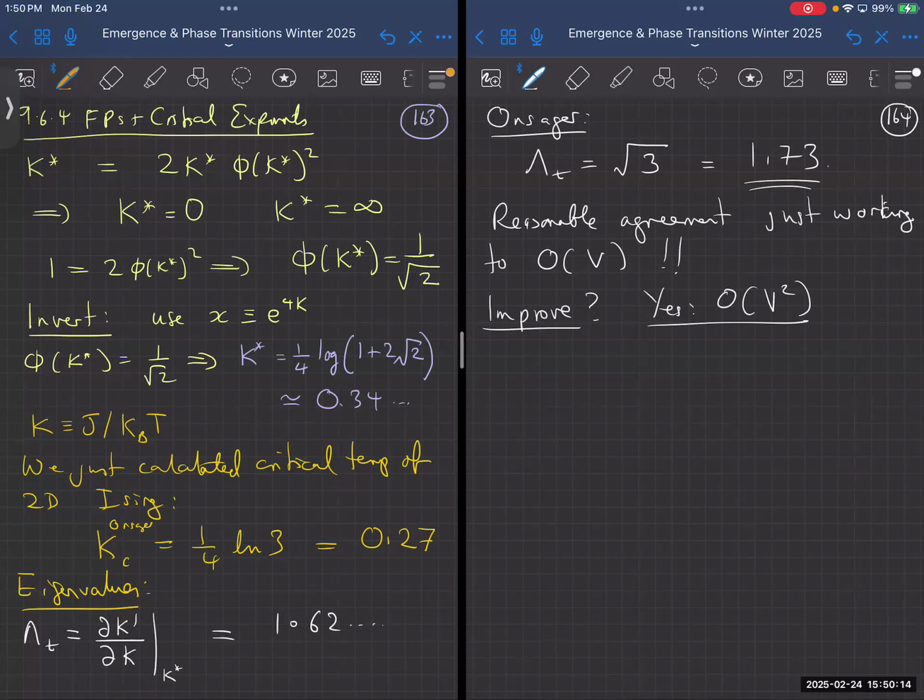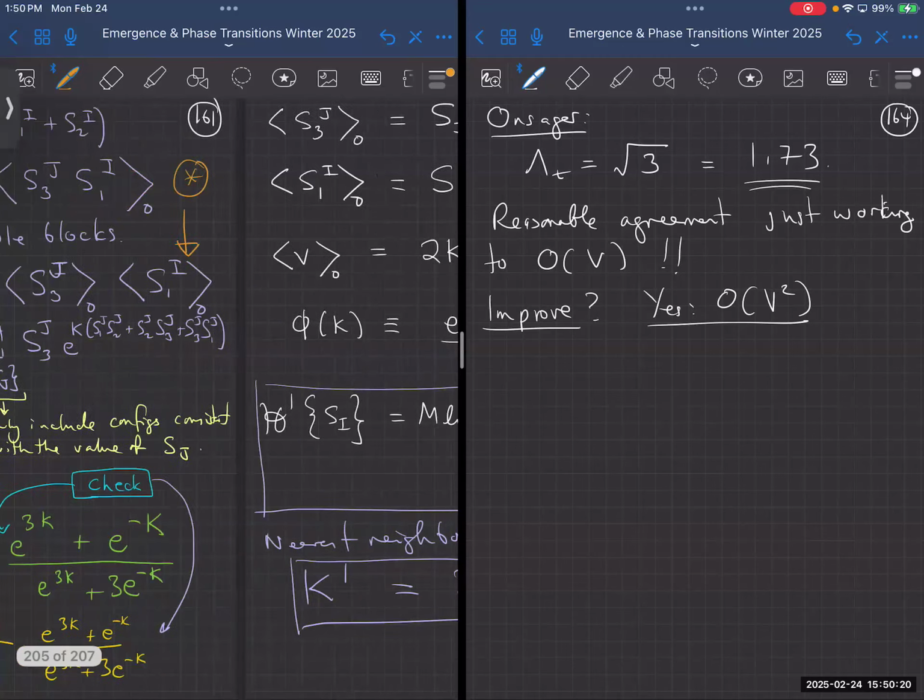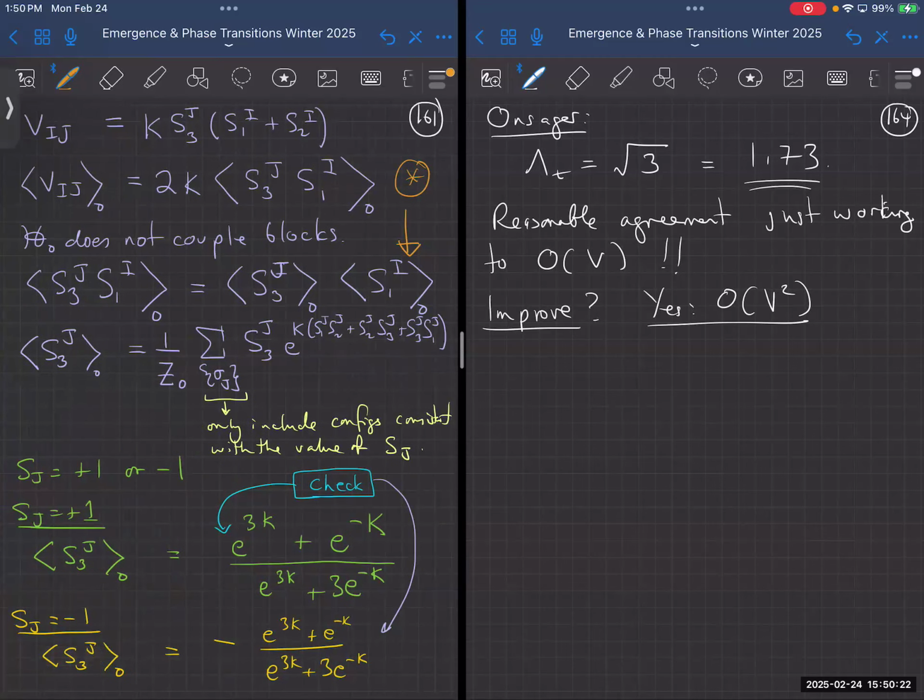Okay, so I think we're going to stop there for today. So you've got a little bit of homework to do, which is to check this very simple calculation over here on the left side of the page.